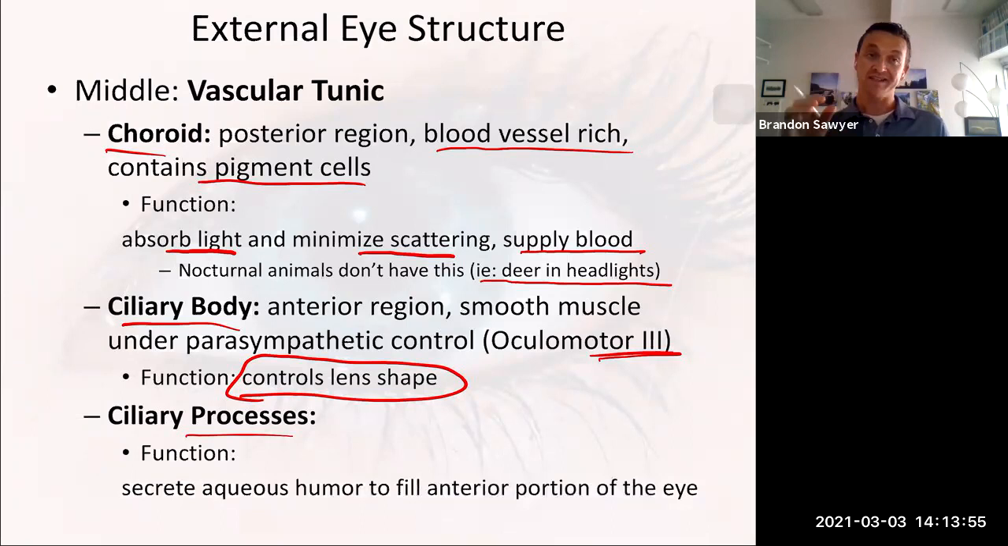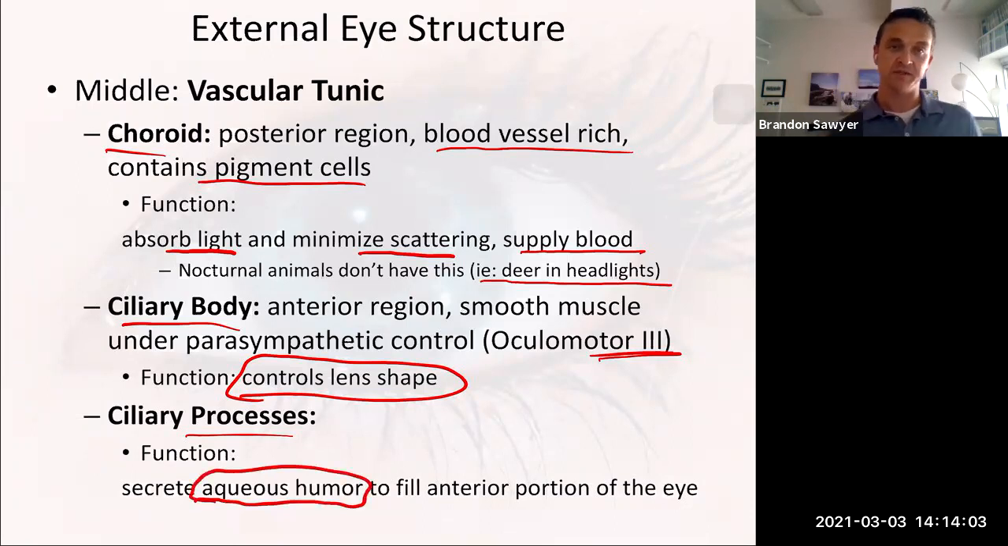The function of those is to secrete the fluid that we find in the anterior part of the eye called aqueous humor. So aqueous humor is found in the anterior part of the eye in front of the lens, and it's very fluid-like. That's secreted by the ciliary processes. The posterior part of the eye is filled with vitreous humor, which we'll see in a second. That's more jelly-like. The part in front of the lens is aqueous humor, which is much more liquid-like.